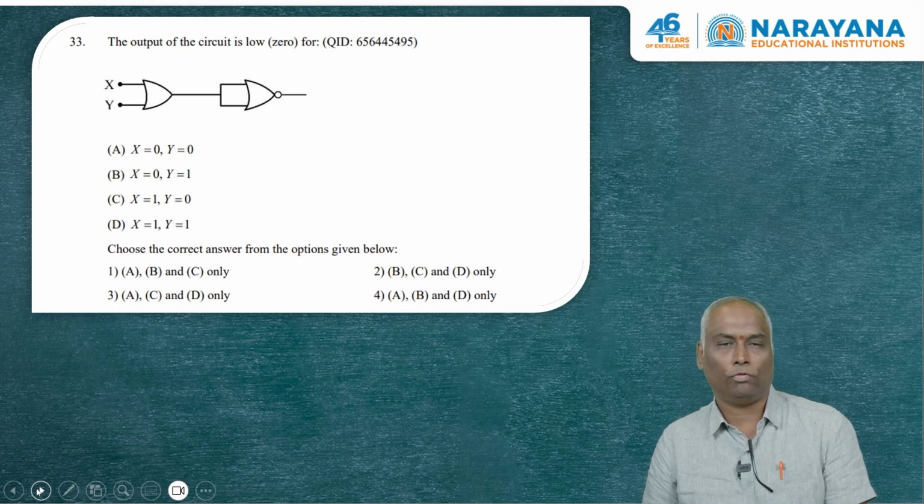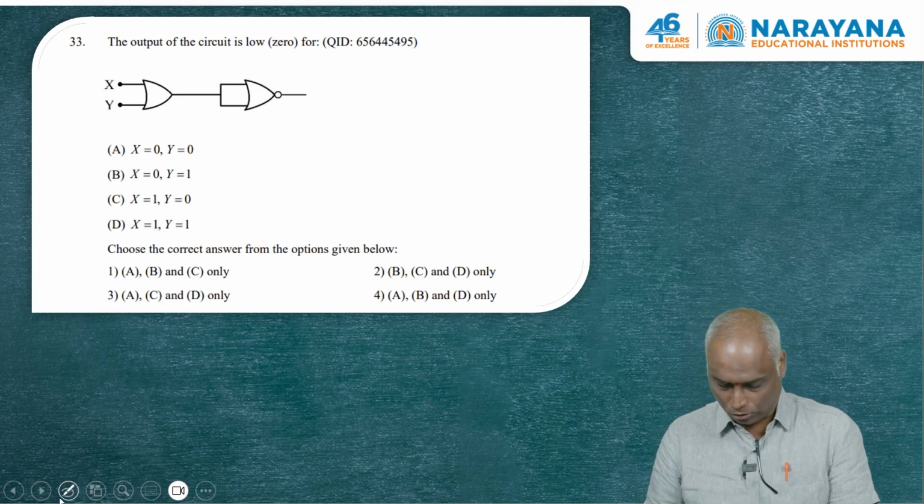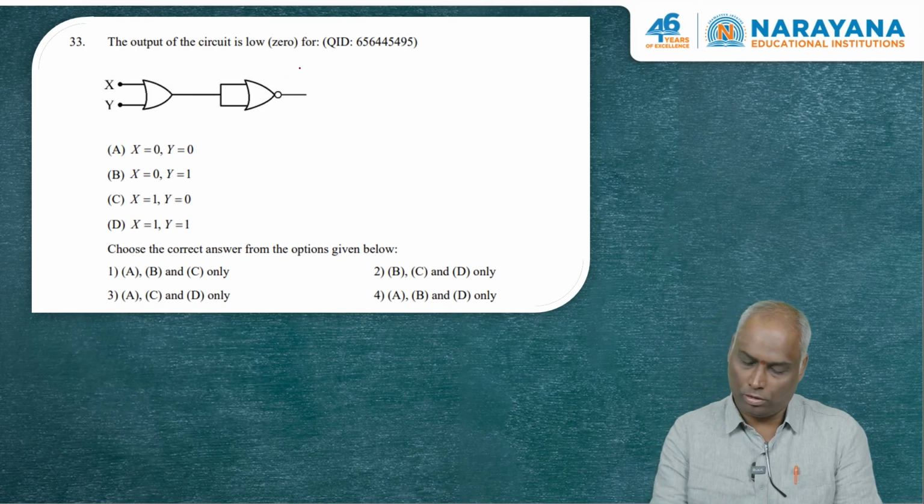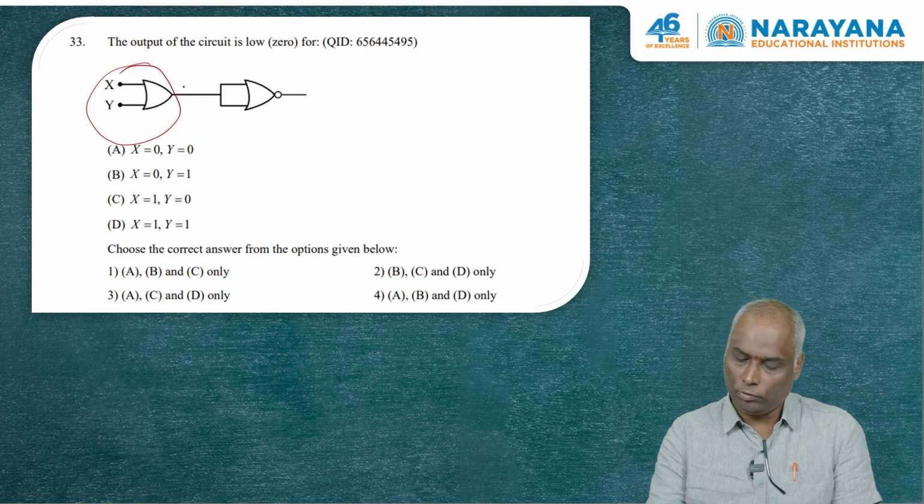You are asked to find out for which of these statements the output is going to be low. So what I am going to do here is consider that, because this is an OR gate, the output from the OR gate is going to be A plus B.